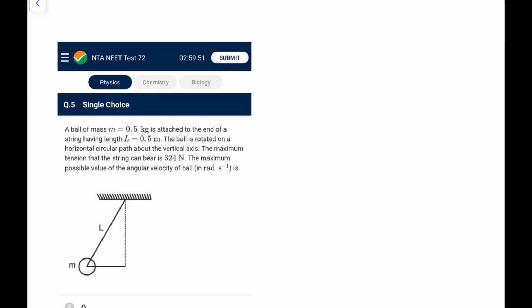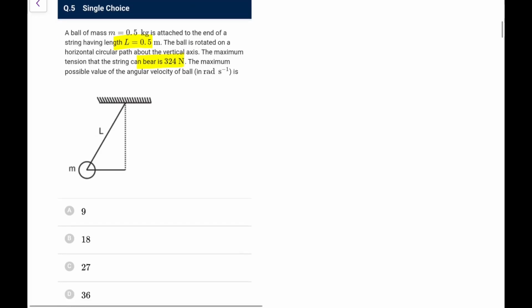Next one, you have a ball of mass half a kg attached at the end of a string having a length half meter. The ball is rotated in a horizontal circular path about the vertical axis. Maximum tension that it can bear is 324. What is the maximum possible value of the angular velocity? I've done this same question yesterday, I think in the JEE Main maybe. So here what happened, let's say it goes like this.